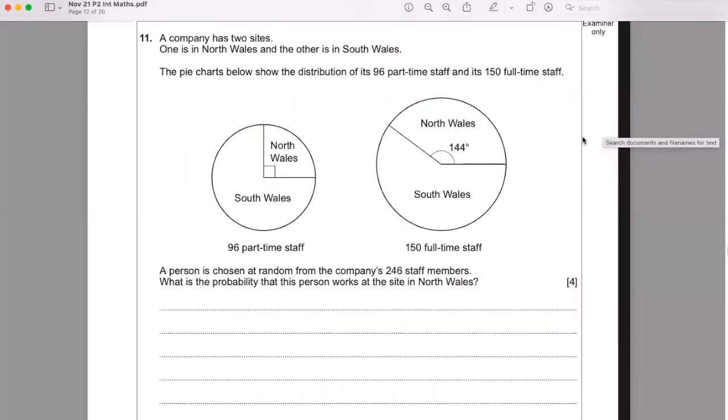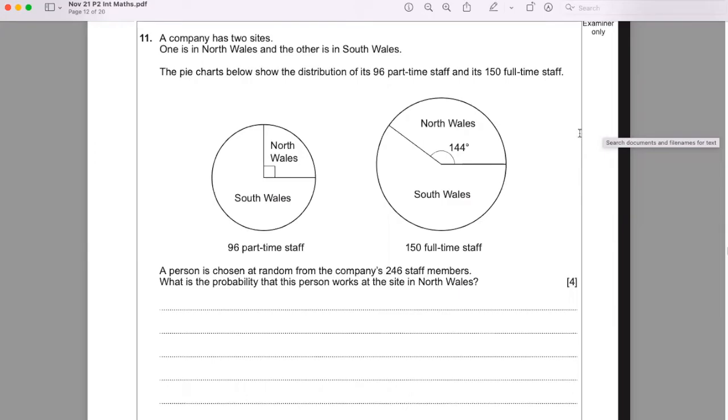Question 11. A company has 2 sites. One is in North Wales and the other in South Wales. The pie charts below show the distribution of its 96 part-time staff and its 150 full-time staff. A person is chosen at random from the company's 246 staff members. What is the probability that this person works at the site in North Wales?